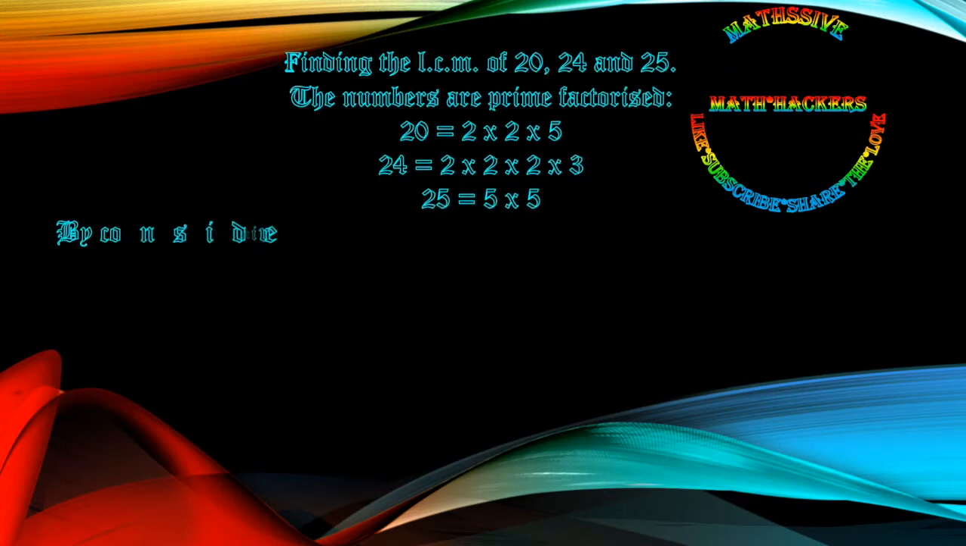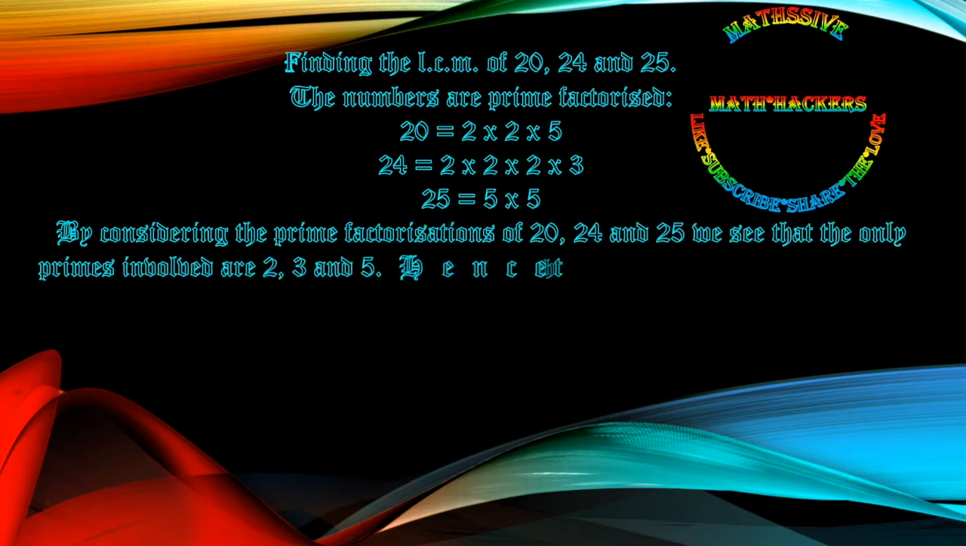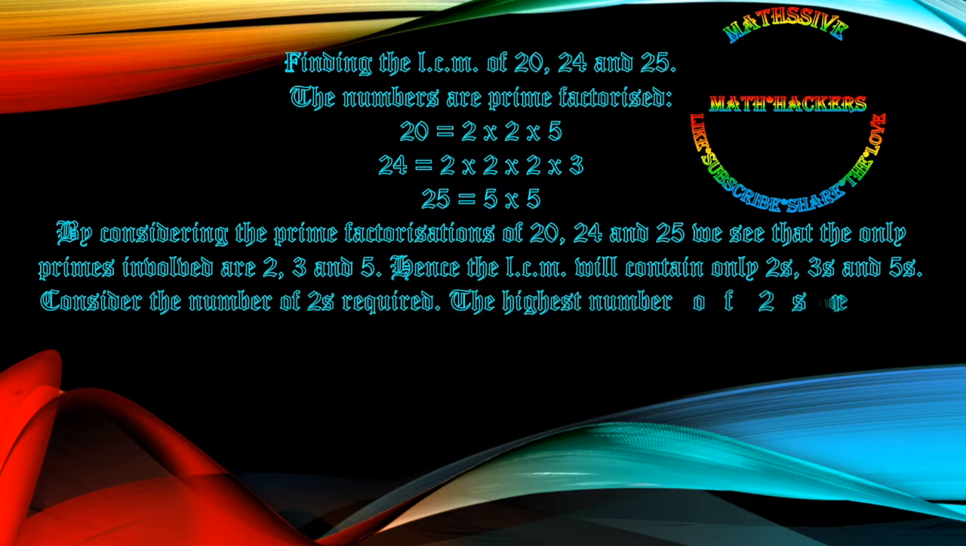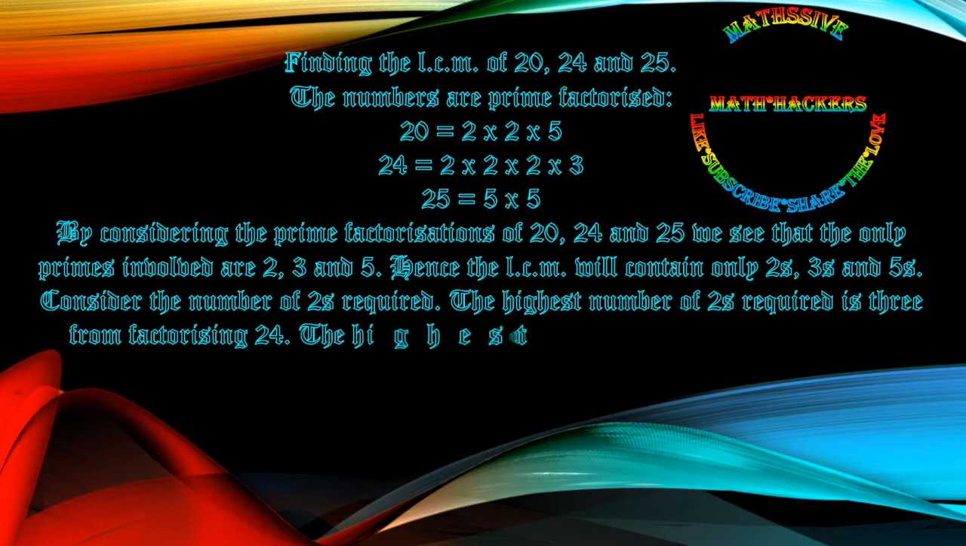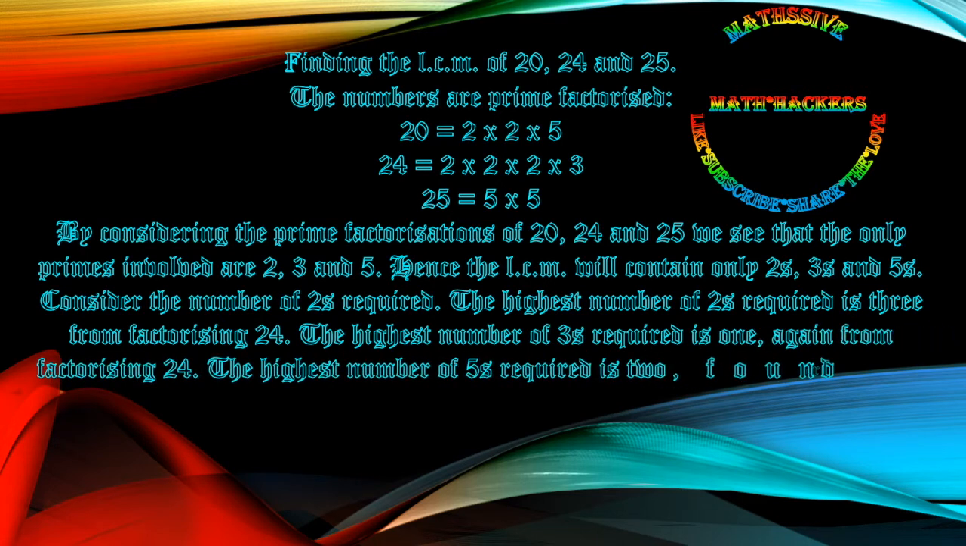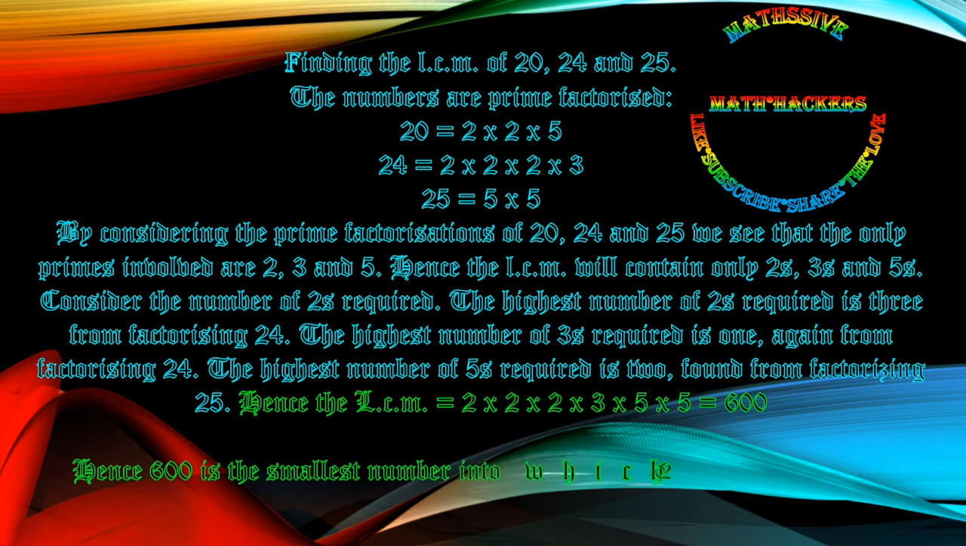Finding the LCM of 20, 24, and 25. To start with, the numbers are prime factorized, as in 20 equals 2 times 2 times 5, 24 equals 2 times 2 times 2 times 3, and 25 equals 5 times 5. By careful examination, we see that the only primes involved are 2, 3, and 5.